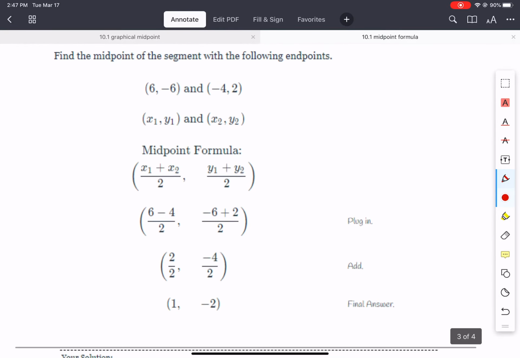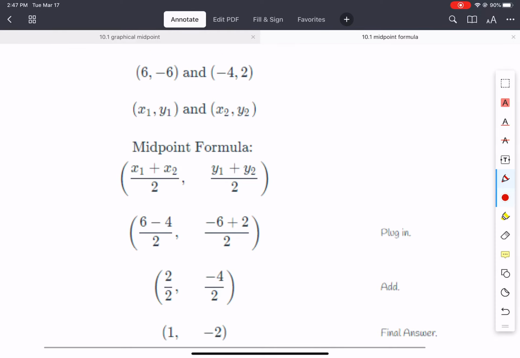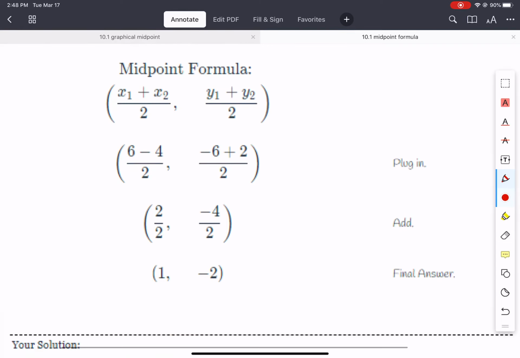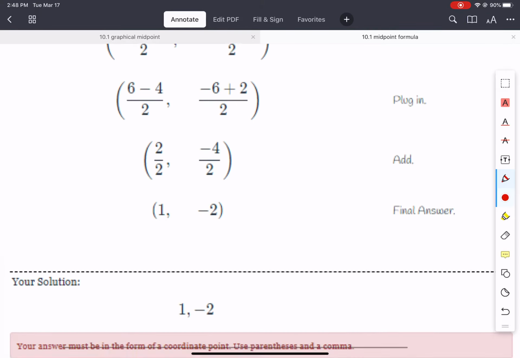If you click on the help function in Delta Math, it will bring this up, right? It walks you through it step by step. x1 is 6, y1 is negative 6, x2 is negative 4, y2 is 2. It gives you the formula, you plug everything in, simplify, final answer.